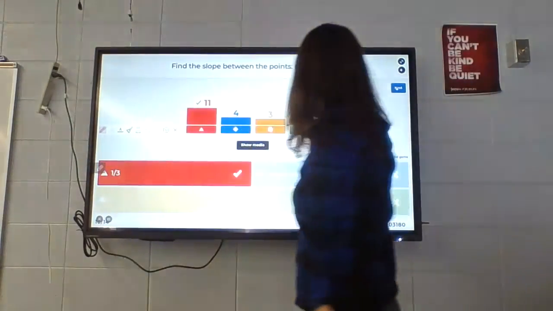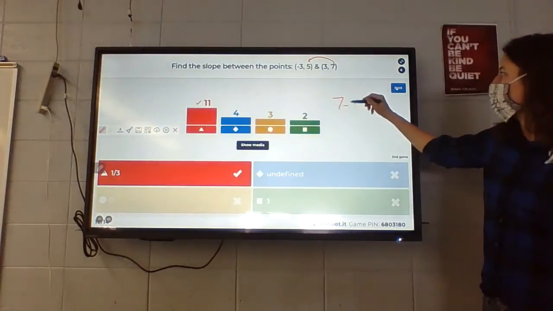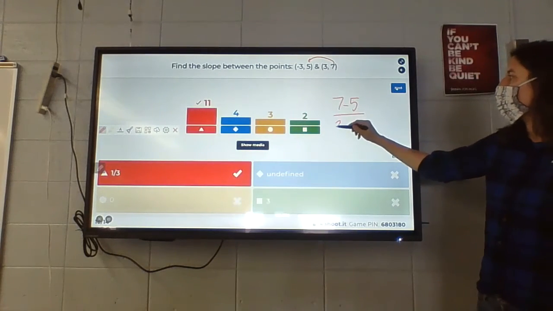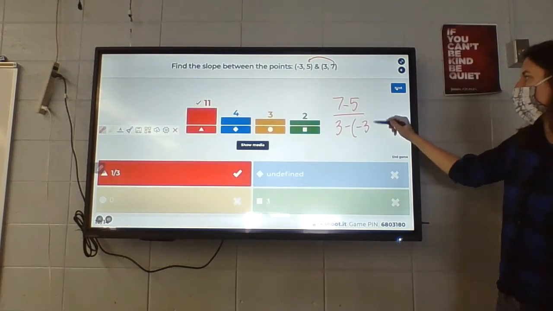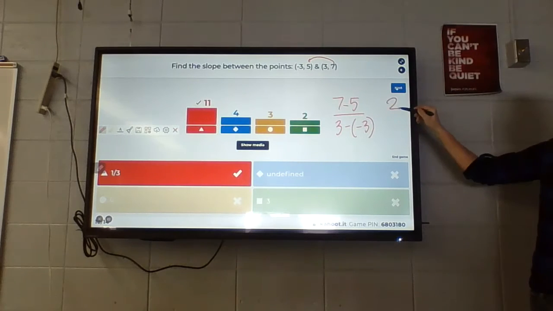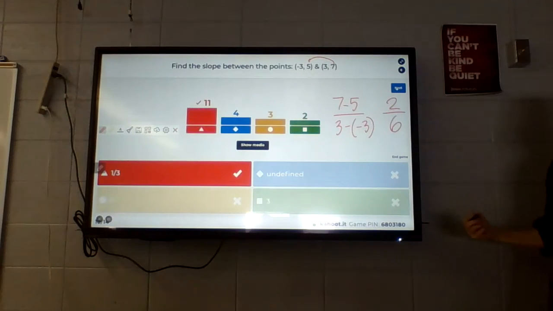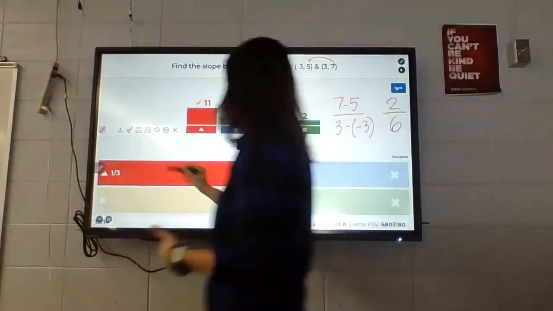Okay. So 7 minus 5 over 3 minus a negative 3. So 7 minus 5 is 2. 3 minus negative 3 is 6. And then I just simplify that to be 1/3.